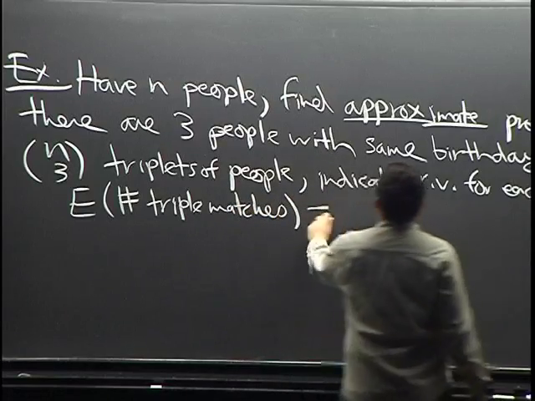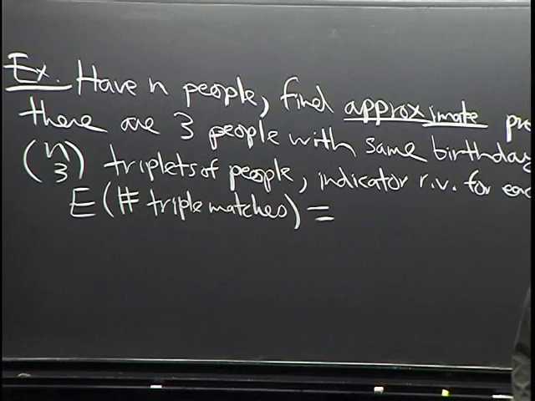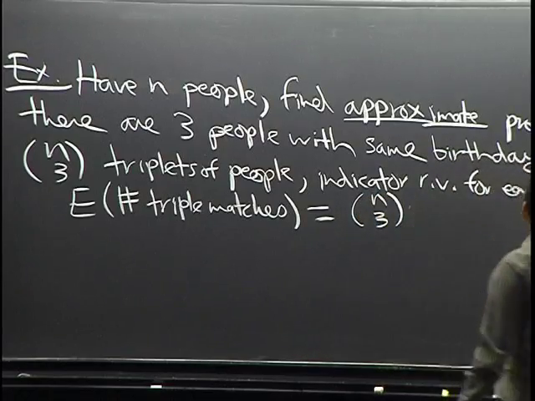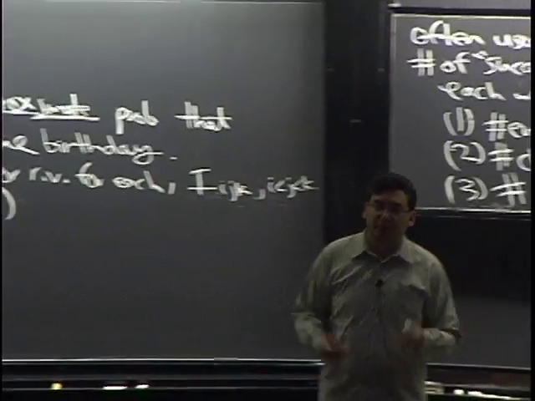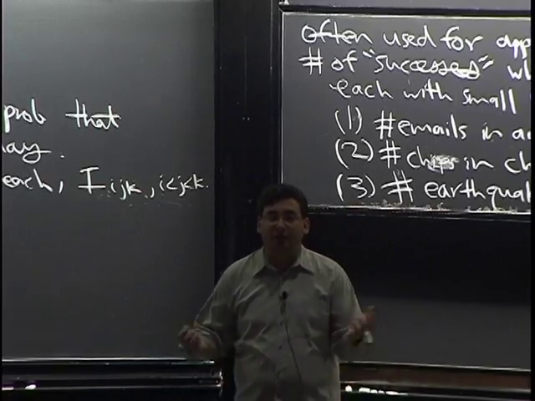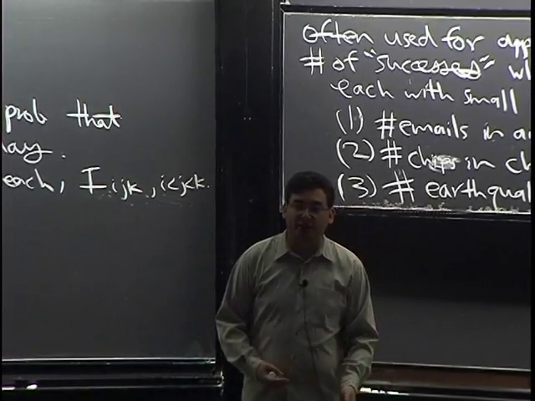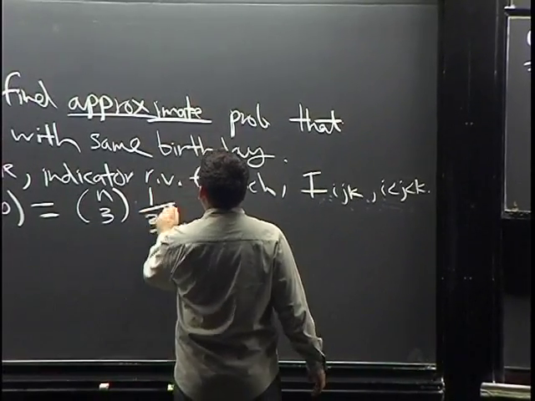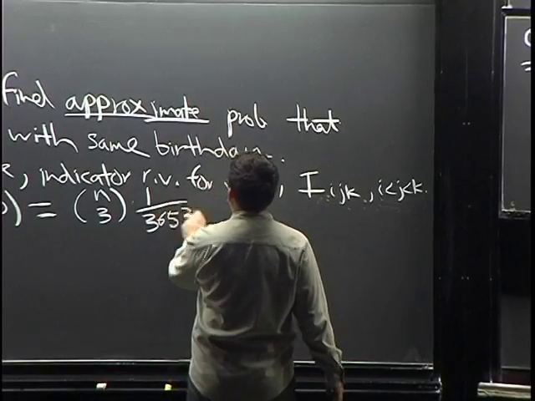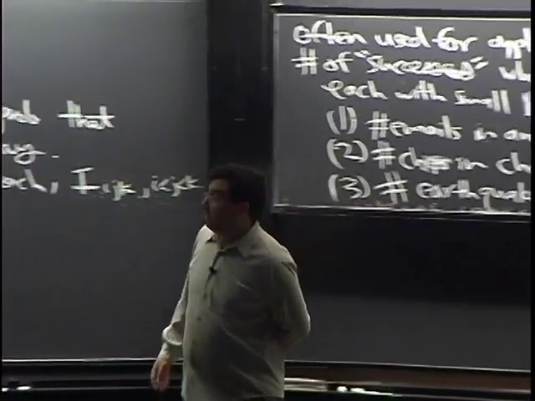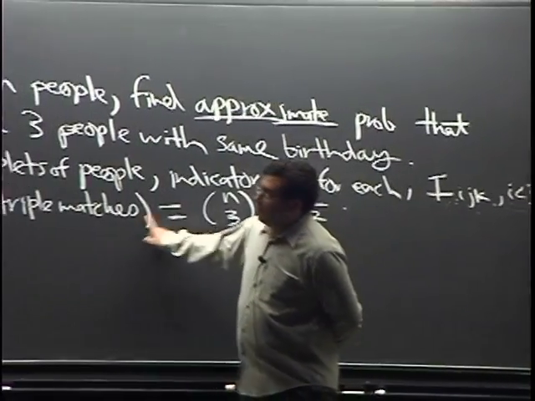We get that immediately by indicator random variables, linearity, and symmetry. That is, it's n choose 3 of these indicators. And for each one, now I'm imagining that I have the first 3 people, just for concreteness. First person can have whatever birthday, and the second person has to match the first person. That has probability 1 over 365. And then the third person also has to match, so it's 1 over 365 squared. That's exact. So that's the exact number of triple matches.